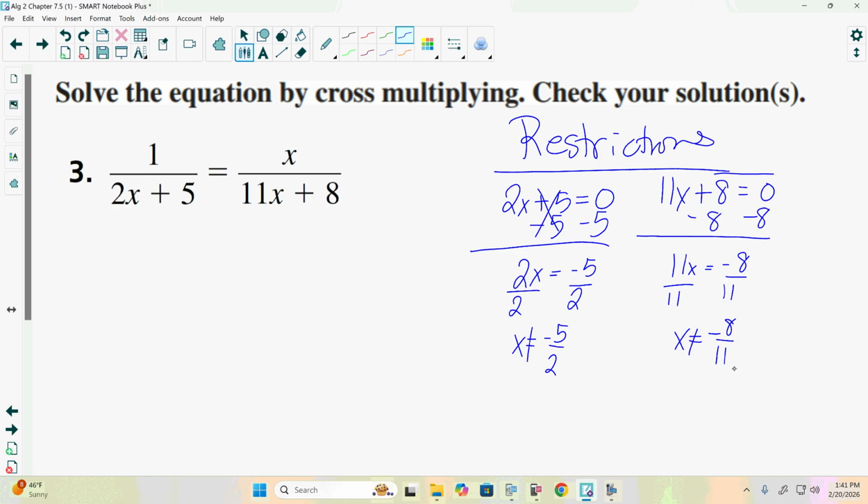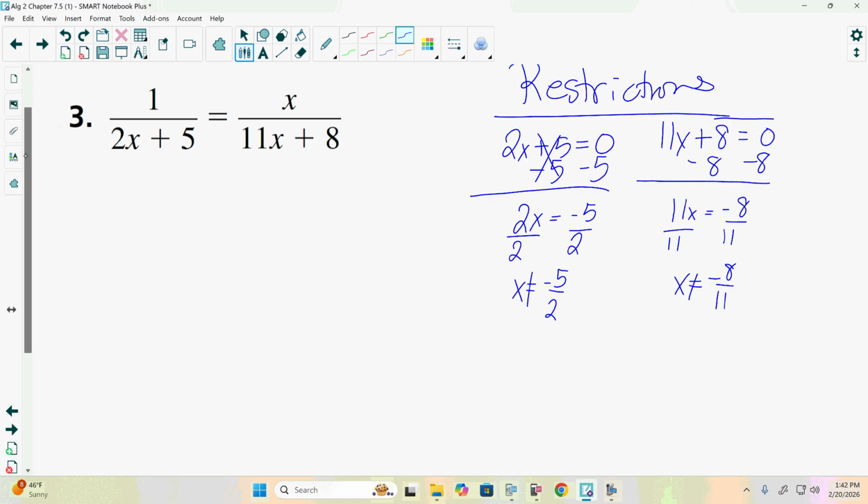Now, the reason I like doing the restrictions first is because it's telling me already, if negative 5 halves or negative 8 elevenths comes up as a solution, well, we know it's wrong. It doesn't work. And it's not that we did anything wrong in solving. It's just that in the problem set and how we solve it, because that came up as a solution, we have to throw it out. It's an extraneous solution. And I don't know if it will, but if the ACT asks what is the extraneous solution, it's asking for which one did we throw out as a possible solution choice.